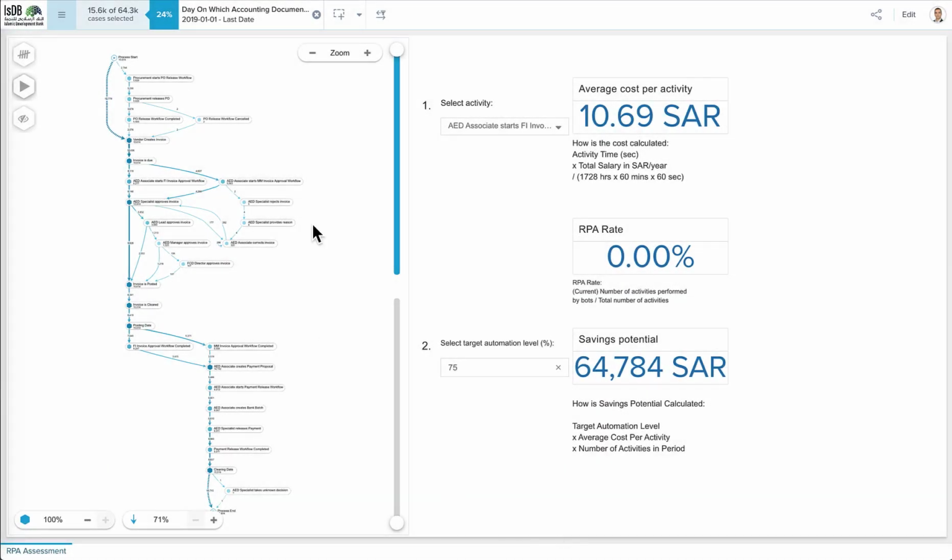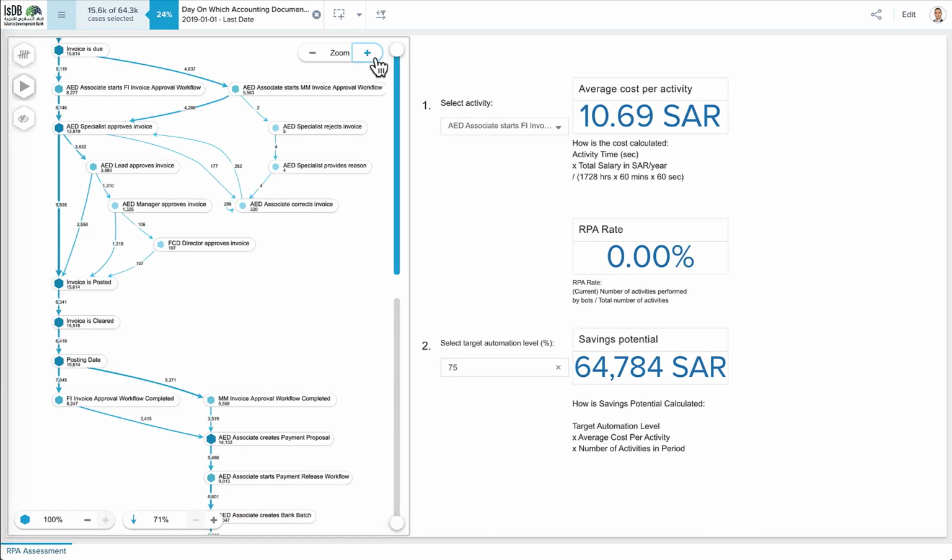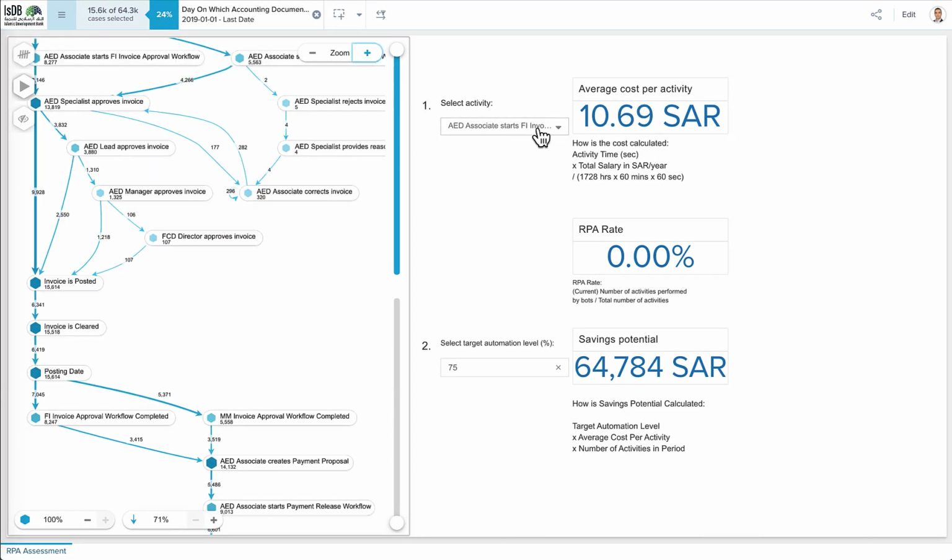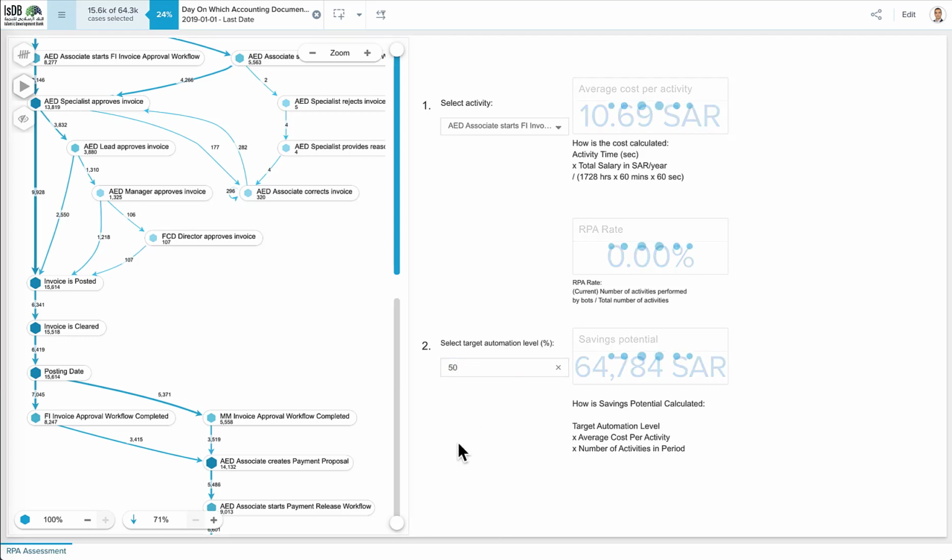Focusing on highly repetitive activities with high cost, we can identify good candidates within the process for automation using robotic process automation or other technologies. We can also estimate the ROI for various levels of automation per activity.